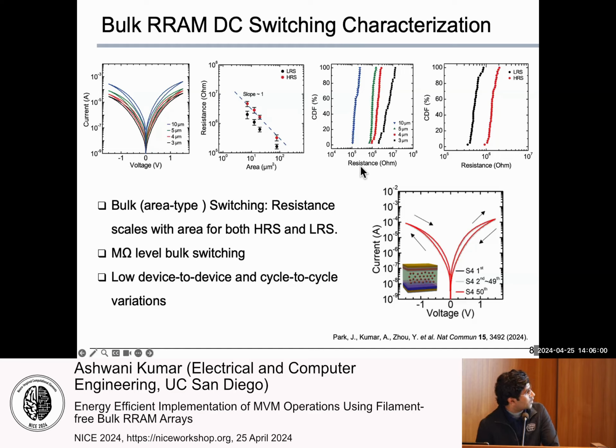The CDF plot of the resistance with different devices also shows low device to device variability. The next CDF plot for the resistance shows the data of multiple devices switching between the LRS and HRS states, and that also shows very high uniformity in the devices. The figure on the bottom right shows the 50 cycle data from our devices, and in the 50 cycles all of the curves are overlapping. So this also shows a very low cycle to cycle variation in our devices.